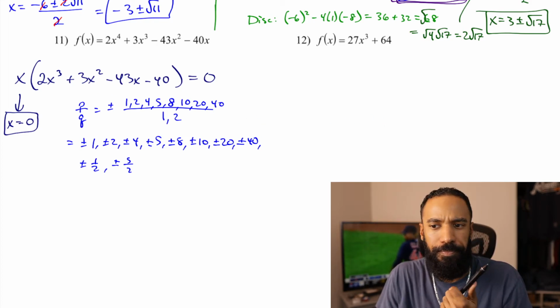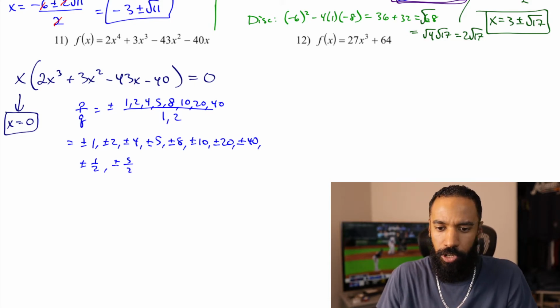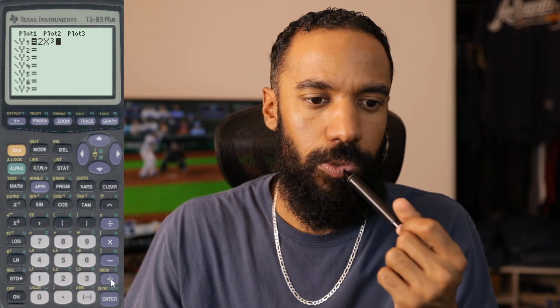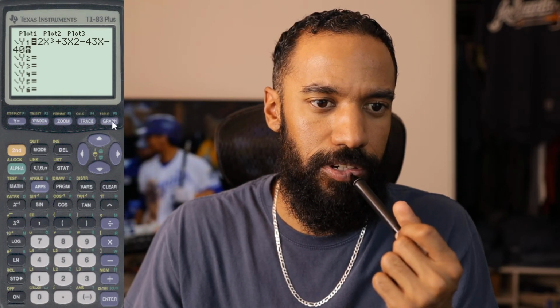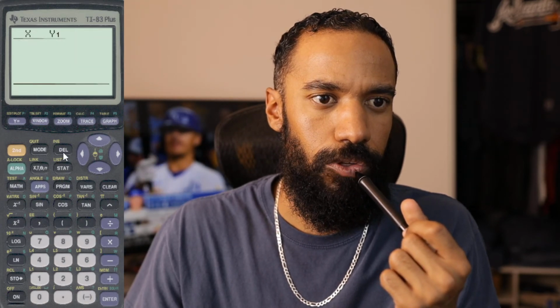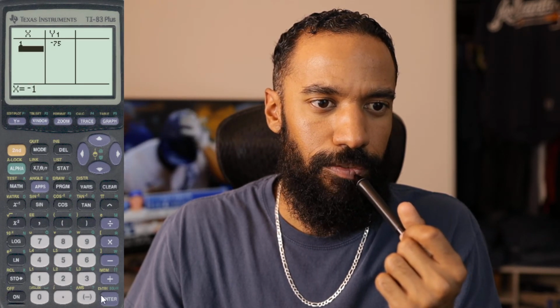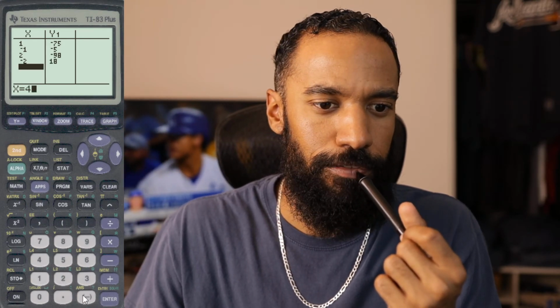So 1 clearly doesn't work, but I'm going to enter this into my calculator again. Let me show you what I'm going to type here. Type 2x cubed plus 3x squared minus 43x minus 40. And let's try some numbers here. None of those work, apparently. So 1, -1, 2, -2 didn't work. Let's try 4 and -4.